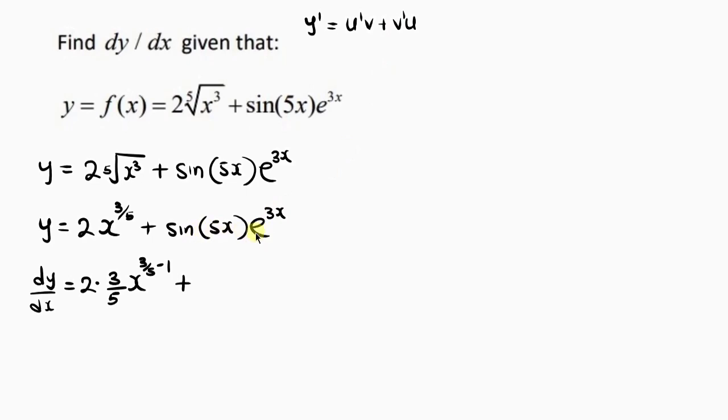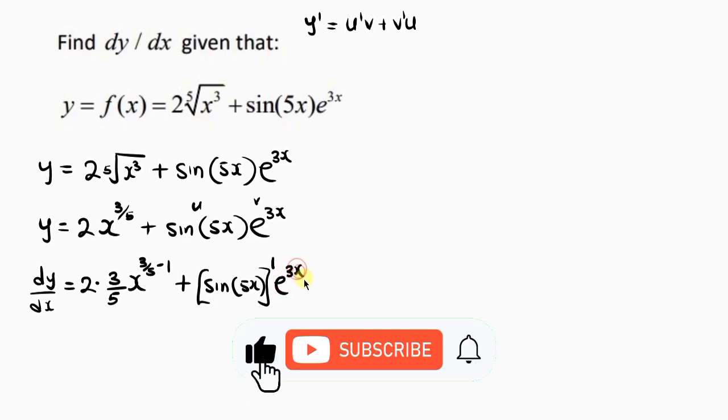So what is going to be our u here? Our u should be sine 5x, and our v is going to be this exponential 3x. So we are differentiating u, so I'm going to write sine 5x here, which is my u. I'm putting a prime there, showing that I'm differentiating sine 5x. Then I'm holding v constant. v is exponential 3x, so let me put it there, exponential 3x.